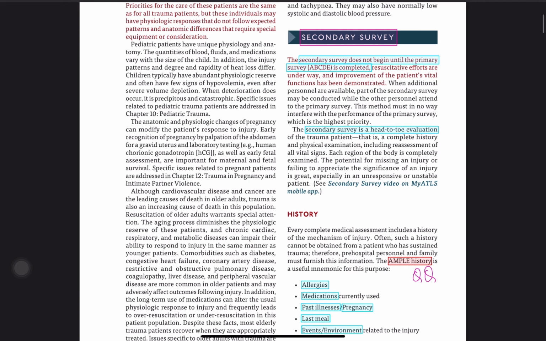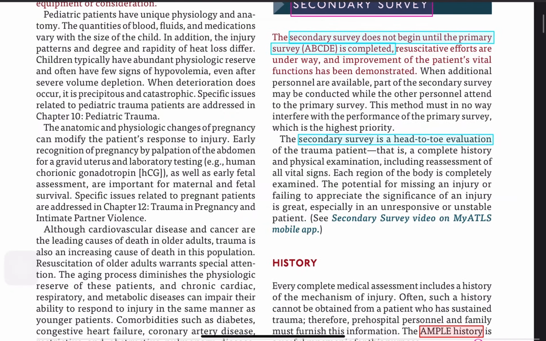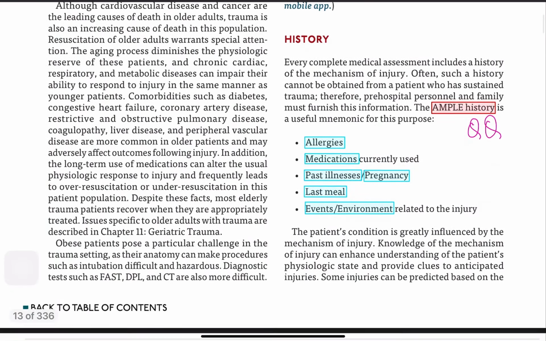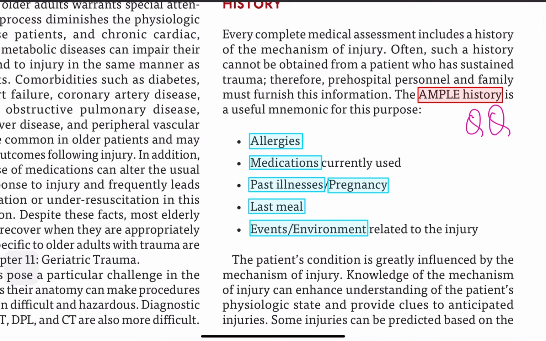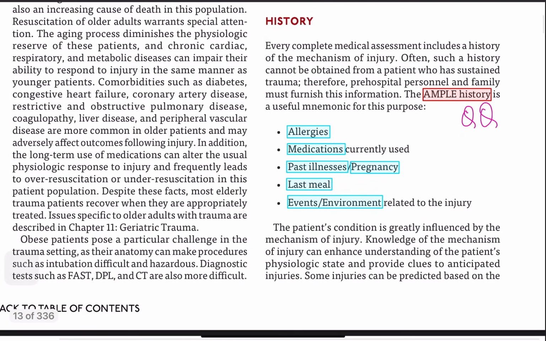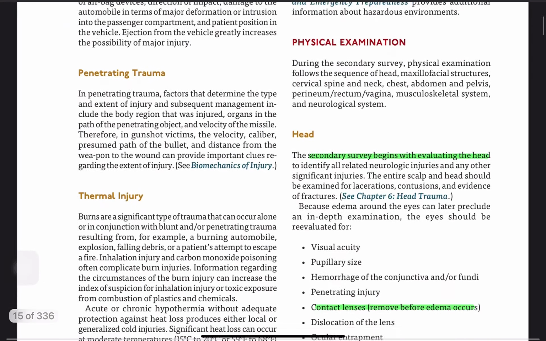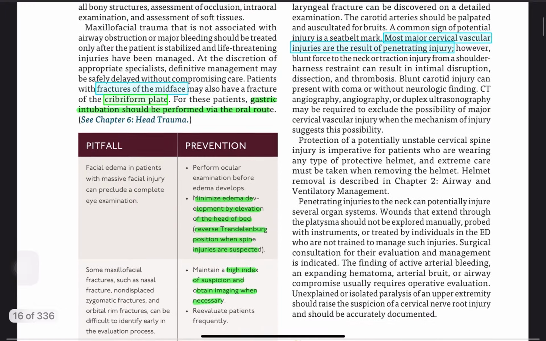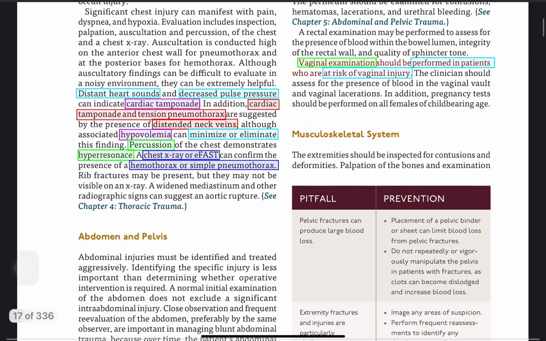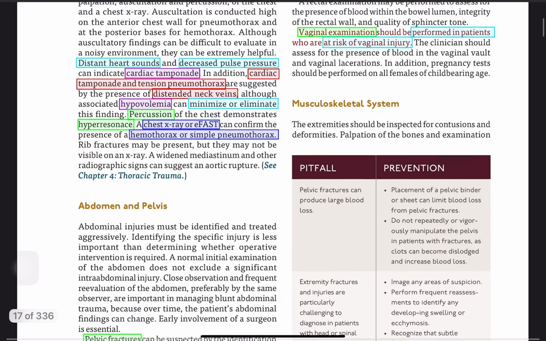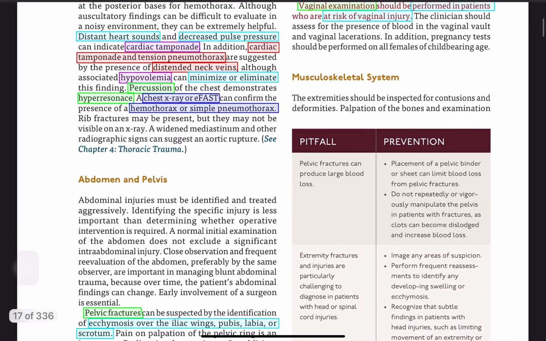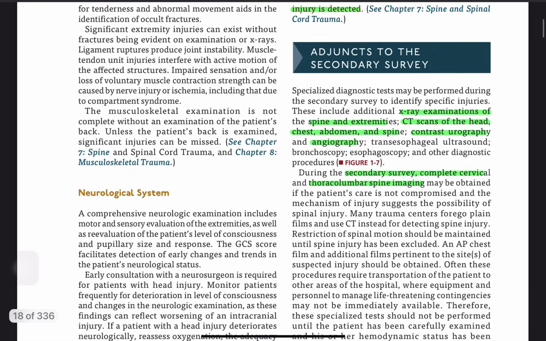In the secondary survey, there is a very important line, that is AMPLE history. A for allergy, M for medication, P for past illness or pregnancy, L for last meal, and E for event or environment. So AMPLE history is a part of the secondary survey. We'll discuss this in the subsequent chapter.